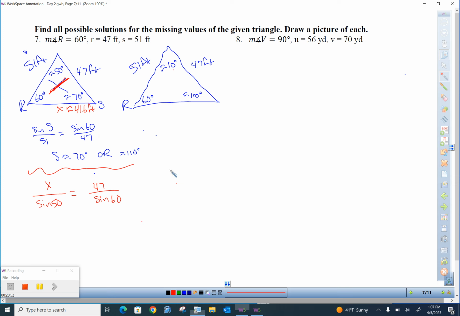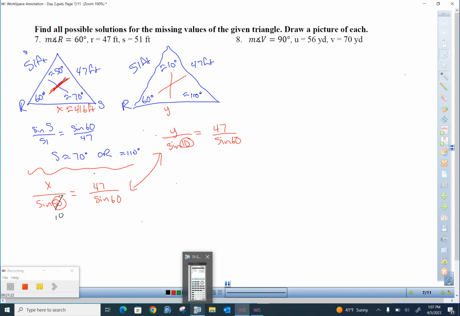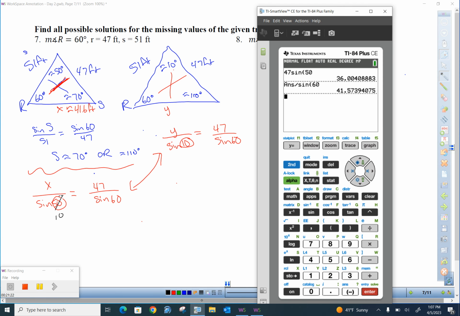Now we're going to repeat this process over here with this triangle. Call it y. And that's y over sine of 10 equals another pair again. I'm going to use that one. So 47 over sine 60. You'll notice that the only thing different about these two equations here is this value. So a lot of times I won't even write it twice. I'll just write that 10 below and look at that same value. So here we're taking 47 sine 10 this time and still dividing by sine 60.